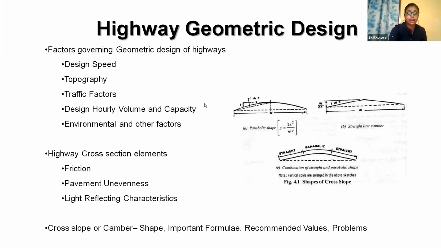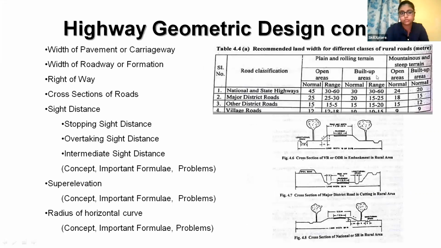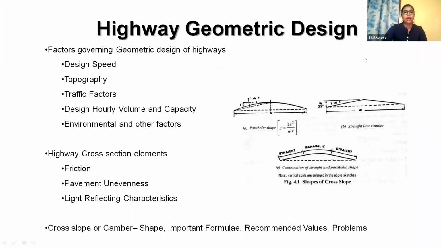And next is environmental and other factors, which also vary. In certain areas the rainfall will be more, right? If the rainfall is more, it will affect the drainage of the pavement. So in the higher rainfall areas, the design will be done in a certain way.